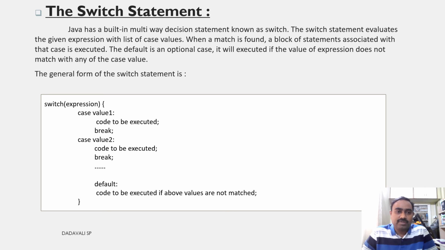So the same C programming concept is here also. Switch is a keyword, with the expression within brackets. After the beginning of the braces, there is case, value 1 and a colon. After that, case value 1, colon, and the code to be executed. You write some statements and break. Each case has a break statement. Default is also a keyword. If no case is satisfied, it will execute the default part, the code to be executed if the above values are not matched.